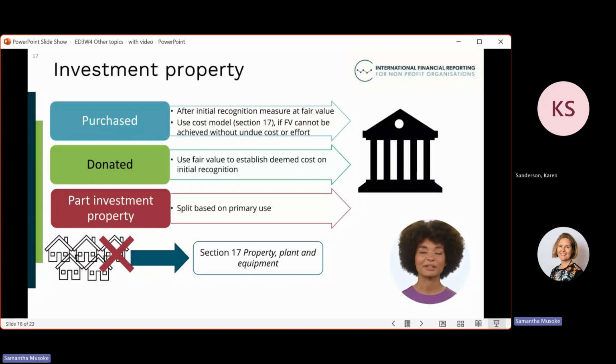Purchased investment property is measured at fair value, where it can be measured reliably without undue cost or effort. Otherwise, it is measured using the cost model in Section 17 Property, Plant and Equipment. Where an NPO receives a donation of investment property, it is measured at fair value to establish its deemed cost. Some property assets could be multi-purpose, partly an investment property and partly property for use by the NPO. The property needs to be separated and valued based on the primary purpose for which each part is held.